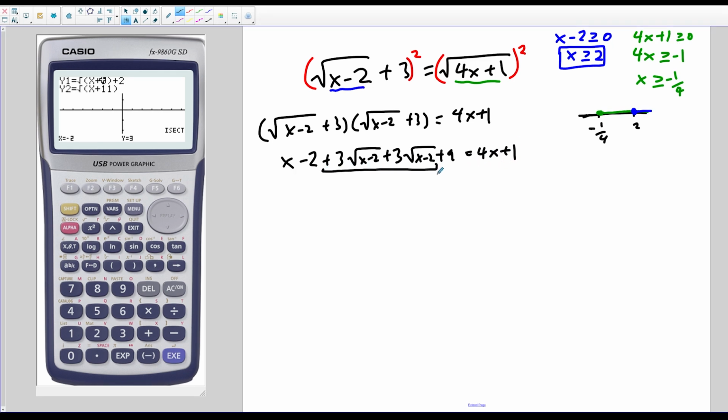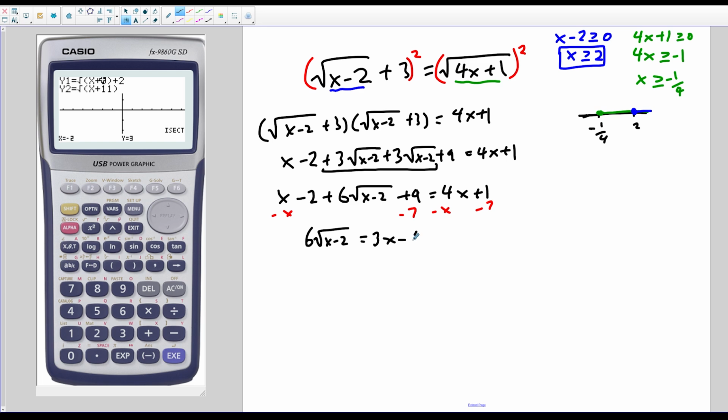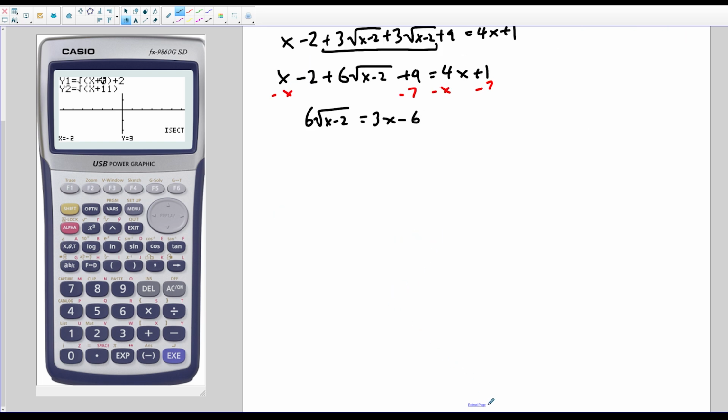Let's combine our like terms here in the middle. So we'll have x minus 2 and then plus 6 root x minus 2, and then plus 9 is equal to 4x plus 1. Let's clean things up a little bit. Here we have minus 2 plus 9, which gives us plus 7. Let's subtract 7 from both sides. We're also going to subtract an x from both sides here. So this leaves me with 6 square root x minus 2 is equal to 3x minus 6 on the right-hand side. Unfortunately for us, this equation doesn't have nice coefficients for us to divide out very well.